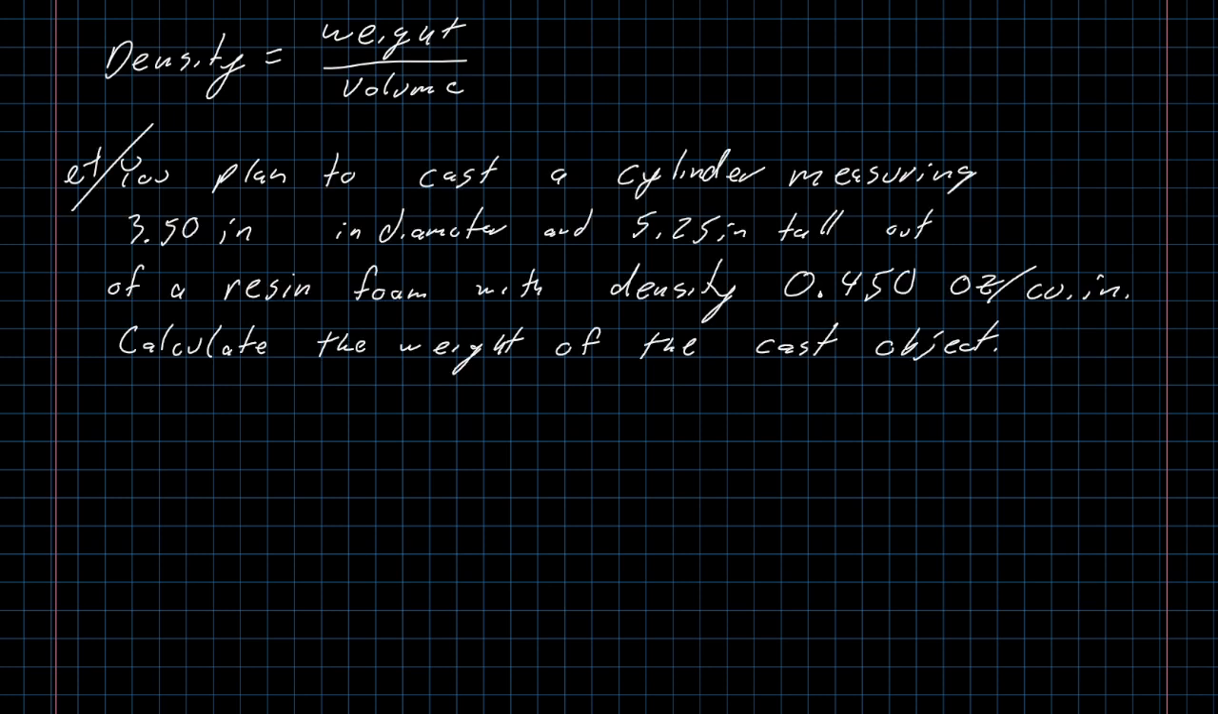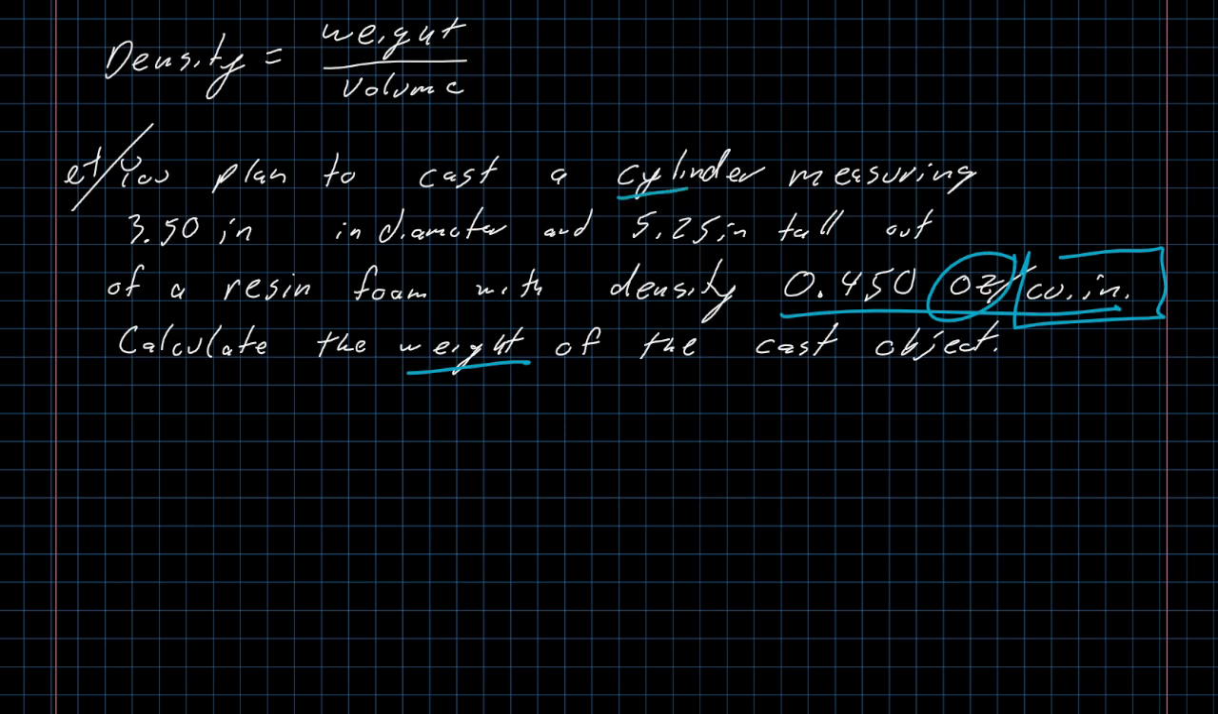So let's say you plan to cast a cylinder measuring 3.50 inches in diameter and 5.25 inches tall out of a resin foam which has a density of 0.450 ounces per cubic inch. We want to calculate the weight of the cast object. Very similar to the last problem, the first thing that I notice here is that we have this units of ounces per cubic inch. We are asked for a weight. A weight is given in ounces. So to get that, I'm going to want to multiply this thing times a volume in cubic inches.